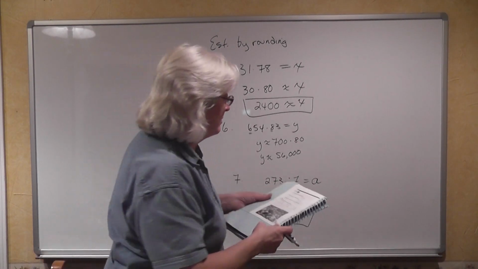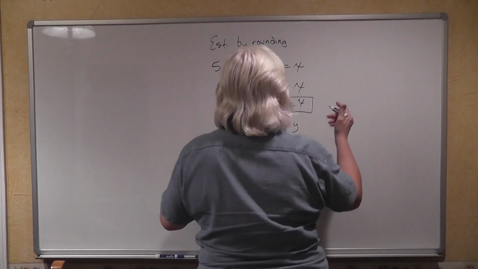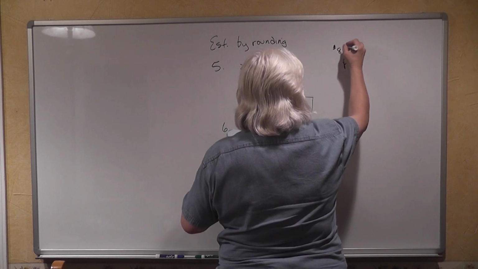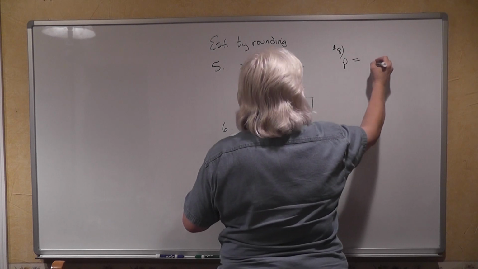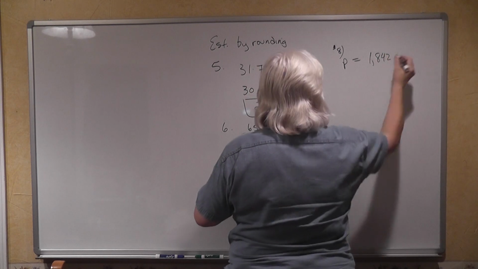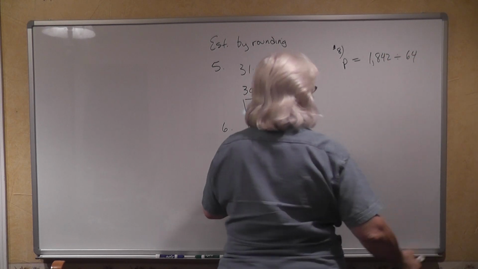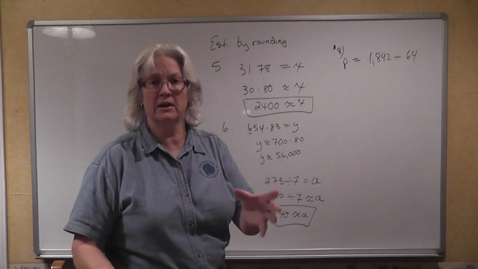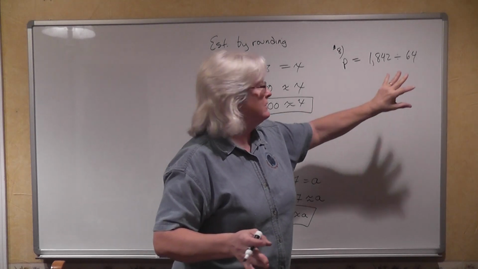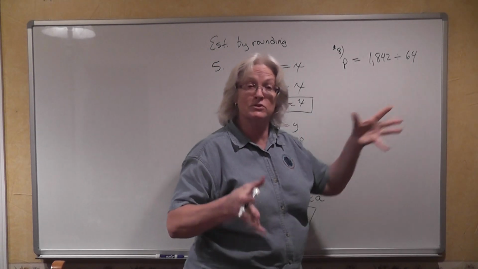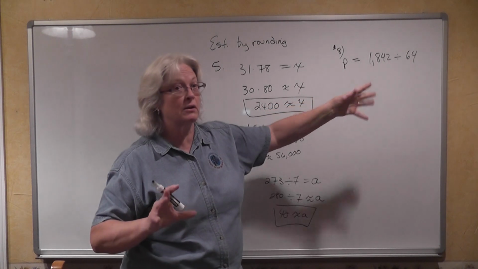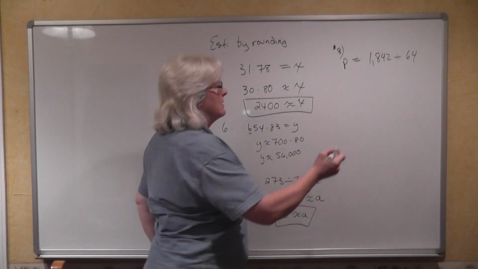Okay, number 8 in our skill check says that P is equal to 1,842 divided by 64. And you're already thinking, how can I adjust my dividend and adjust my divisor so when I divide those two numbers, I end up with a quotient that doesn't have any remainder in it.